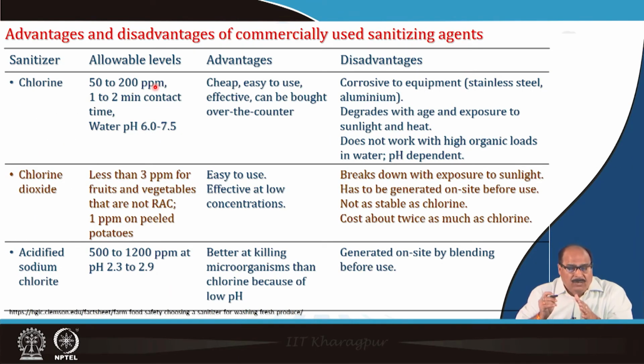So, the commonly used sanitizers, their allowable levels, advantages and disadvantages are given in this slide. For example, chlorine: its allowable levels are 50 to 200 ppm for 1 to 2 minutes. That is the correct contact time, and the pH of the water should be in the range of 6 to 7.5.